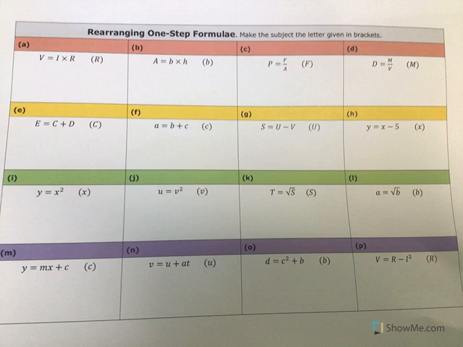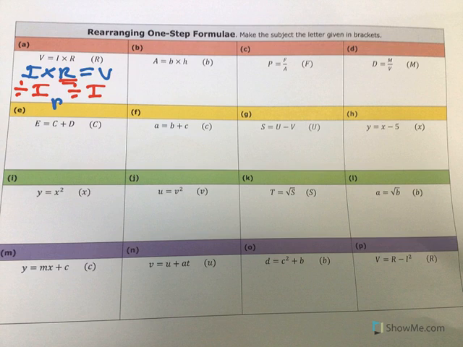Okay, so just working these out now. I'm going to start with V equals I times R. I want to make R the subject and it's on the other side, so I'm going to swap it. I want to get R by itself, so you've got to get rid of times I. So you divide by I, and then you end up with R equals V over I.